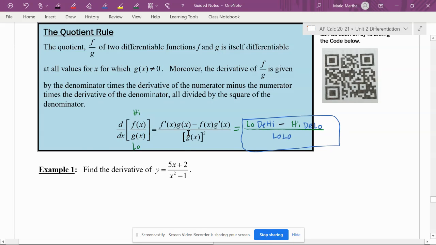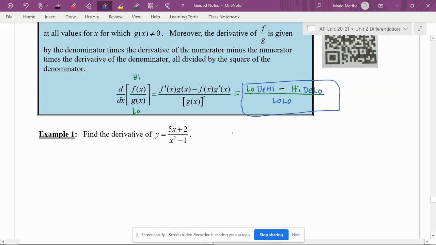So let's see the first example. Find the derivative of y equals 5x plus 2 over x squared minus 1. So again, we want to set it up so we know the low function, the high function, and also d low and d high.